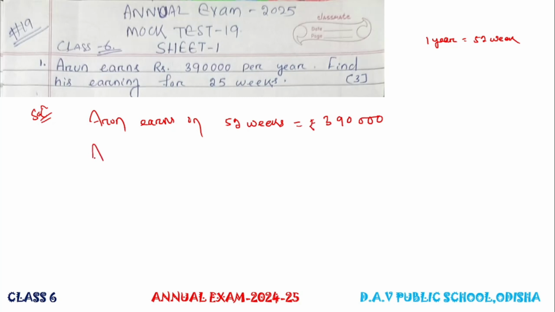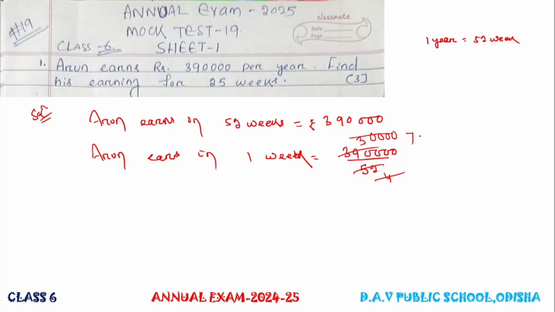Now we can find what Arun earns in 1 week, which is equal to 3,90,000 divided by 52. Now cancel: 13 3 ja 39, 13 4 ja 52. Now 4 7 ja 28, 4 5 ja 20, which gives 7,500 rupees. Now we find 25 weeks.